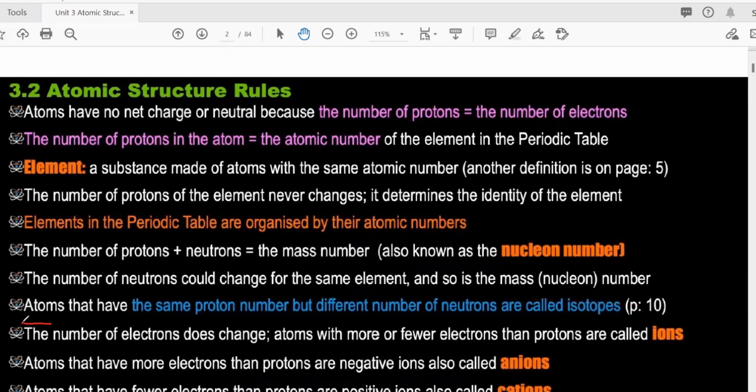Then we have atoms that have the same proton number but different neutron numbers, which are called isotopes. Just as we discussed now.